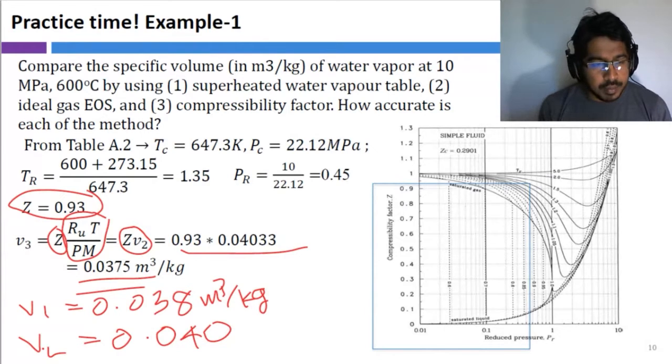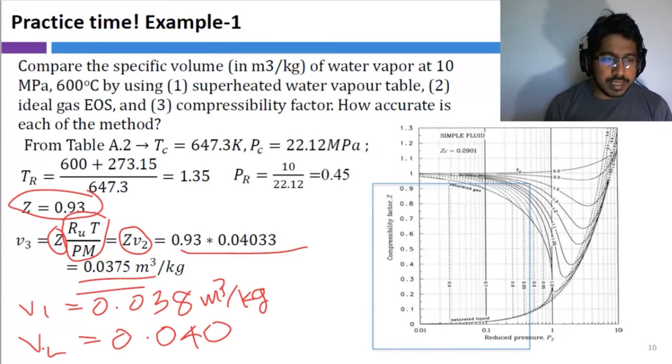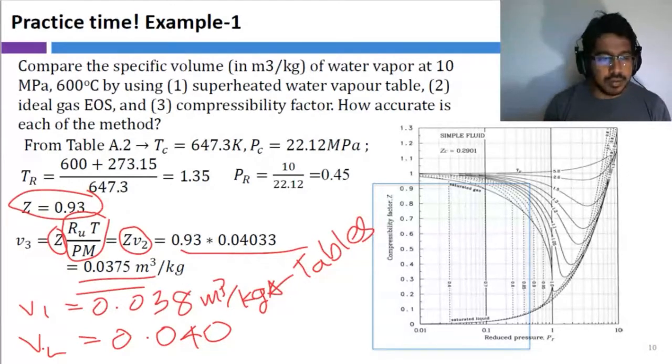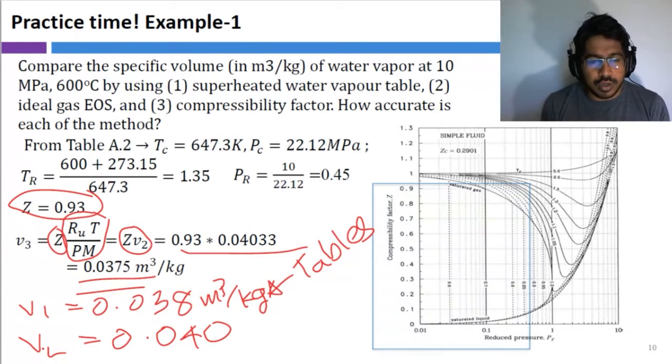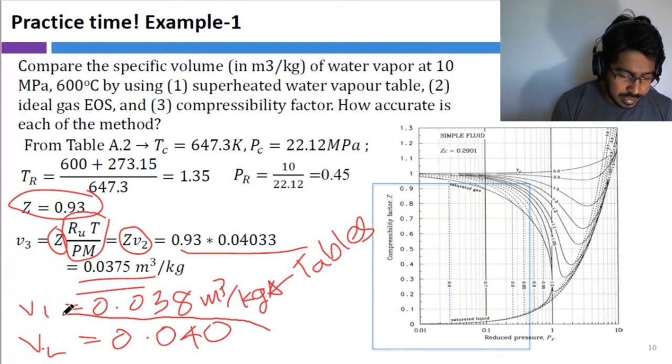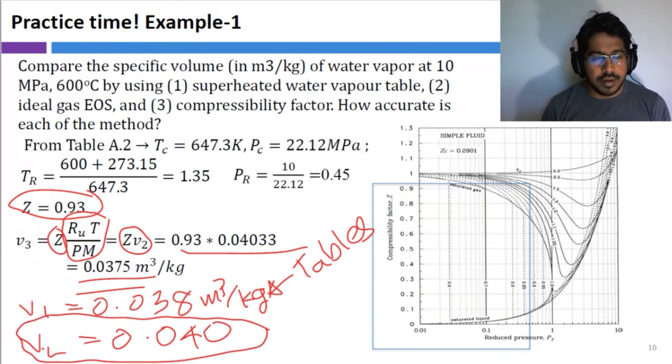I'm not going to write it down here, but now you can see that V1 is closer to V3, or rather V3 is closer to V1. V1 is from the property tables. The value that we calculated considering the compressibility factor is very close to what we got from our property tables, right? And the value that we got using the ideal gas equation is relatively further away from the property table values.